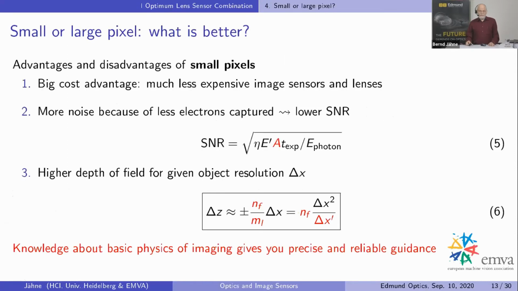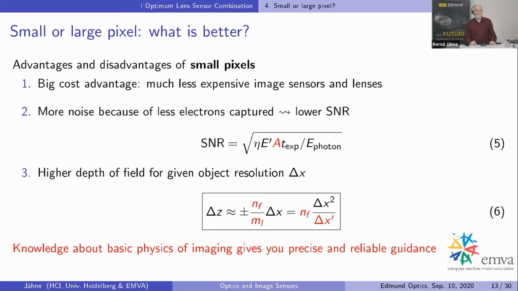So the question we have now to answer, because the magnification factor depends also on the pixel size. Imagine you are imaging the same size of an object and you get it to smaller pixels. Then the magnification factor is changing. And so the question is now, what are the advantages and disadvantages basically of small pixels? First thing, of course, which may immediately pop up in your mind is that, of course, you have a big cost advantage if you go to smaller pixels, because you have much less expensive image sensors.